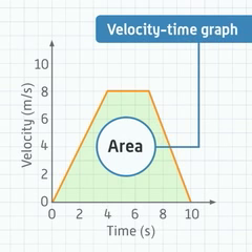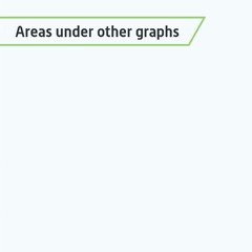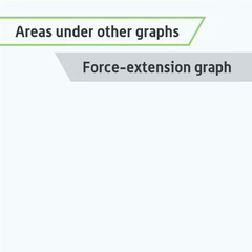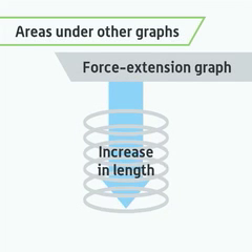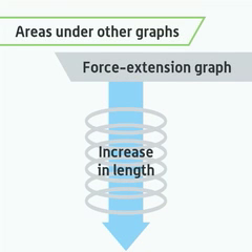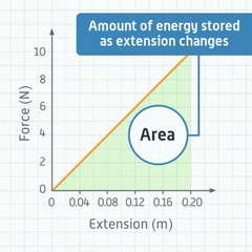Make sure to remember that finding the area under a velocity time graph gives the distance travelled. Finding the area under certain other graphs can also give significant information. Let's think about a force extension graph, which shows the increase in the length of a spring when a given force acts downwards on it. The area under the graph now tells us the amount of energy stored in the spring as the extension changes.